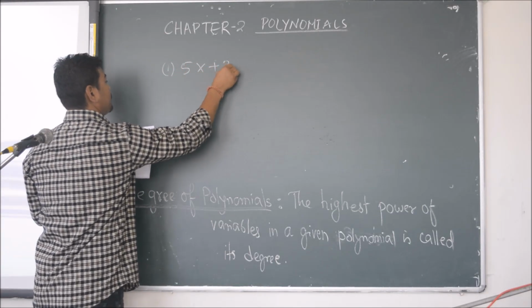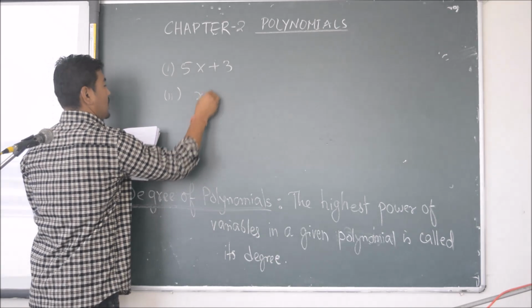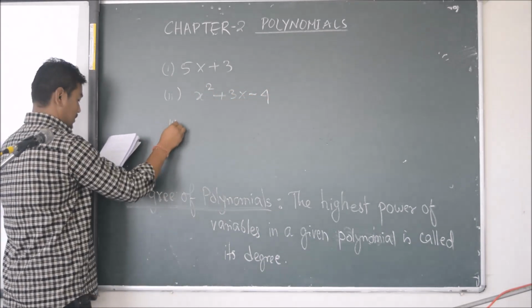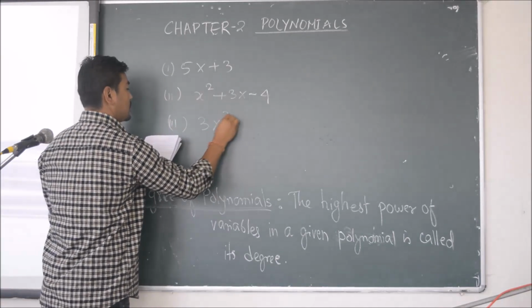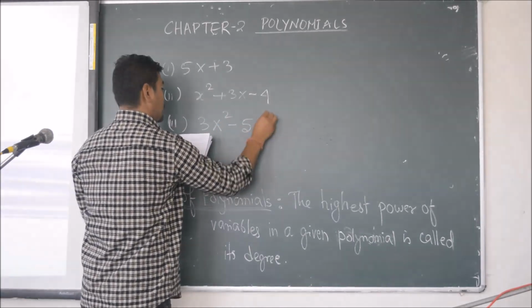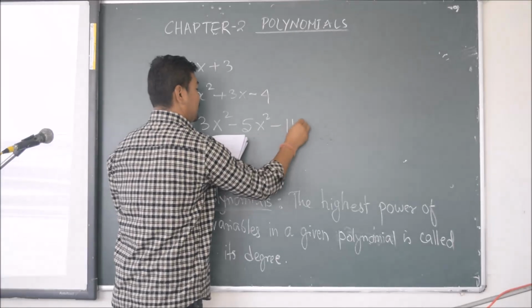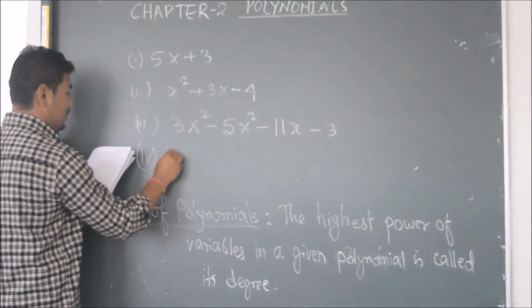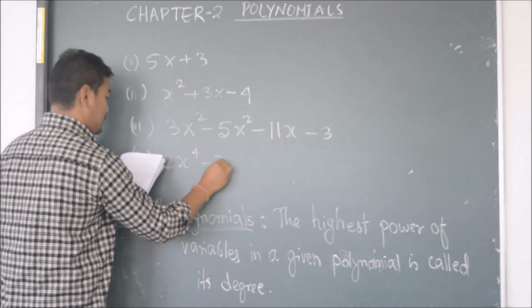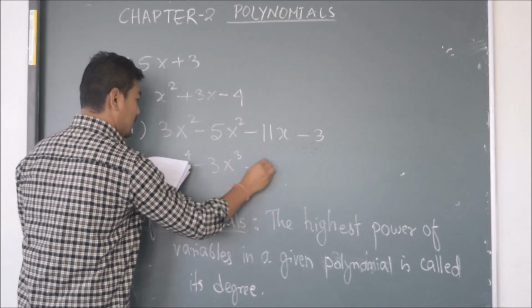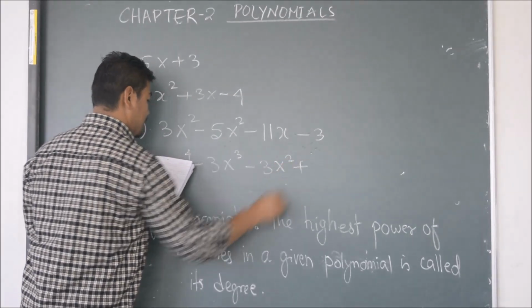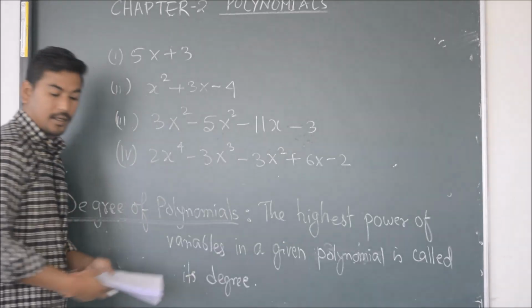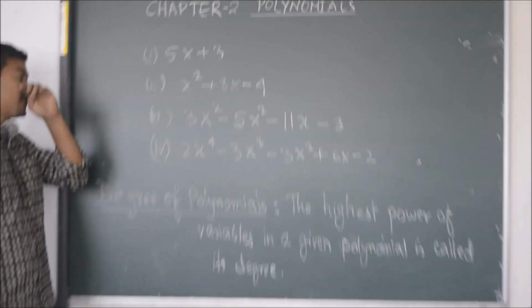5x plus 3. x square plus 3x minus 4. 3x cube minus 5x square minus 11x minus 3. One more, 2x power 4 minus 3x cube minus 3x square plus 6x minus 2. Okay, so I have written 4 different polynomials.